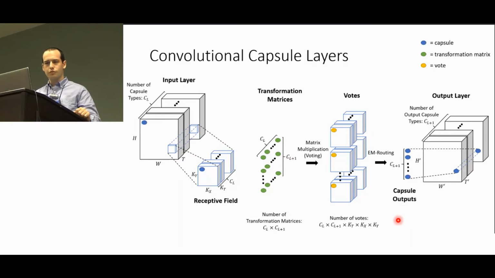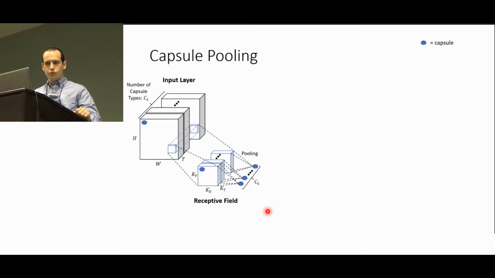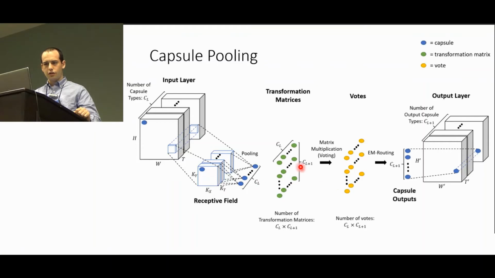So for that reason, we introduced capsule pooling. Once we get a receptive field of capsules, we can pool those capsules into a single capsule for each capsule type. Now, when we apply the transformation matrices, we multiply them and we get our set of votes, and we reduce the number of votes we have. So now the number of votes is no longer proportional to the receptive field size. It's only proportional to the number of capsules you want in both layers. This allows us to fit deeper networks into memory and allows capsule networks to work on higher dimensional data.